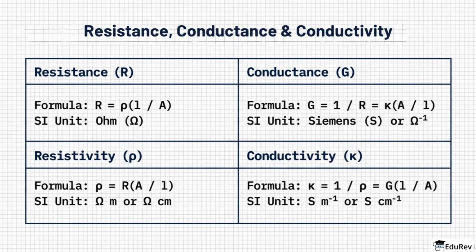This page gives the basic relations of resistance, conductance, resistivity, and conductivity. Resistance: R equals ρ times the quantity l over A. Conductance: G equals 1 over R, which equals kappa times the quantity A over l. Resistivity: ρ equals R times the quantity A over l. Conductivity: kappa equals 1 over ρ, which equals G times the quantity l over A. These are the formulas that let you move between the geometry of a sample and its ability to carry current. The units are just as important as the formulas.